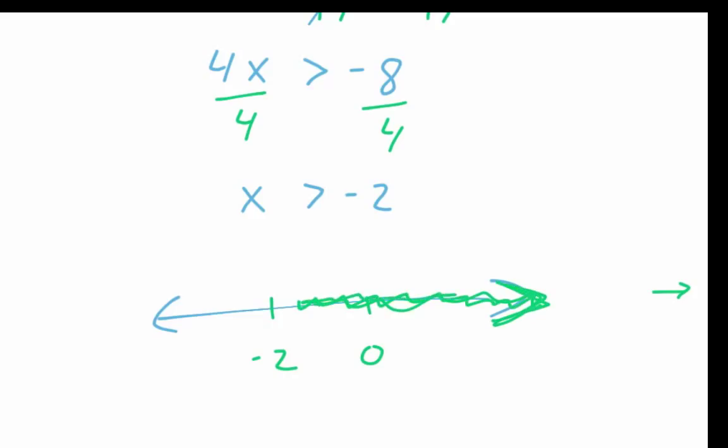Open circle, closed circle on the negative 2? Open circle, because it's not or equal to, it's just greater than negative 2. Seem to make sense? Okay.